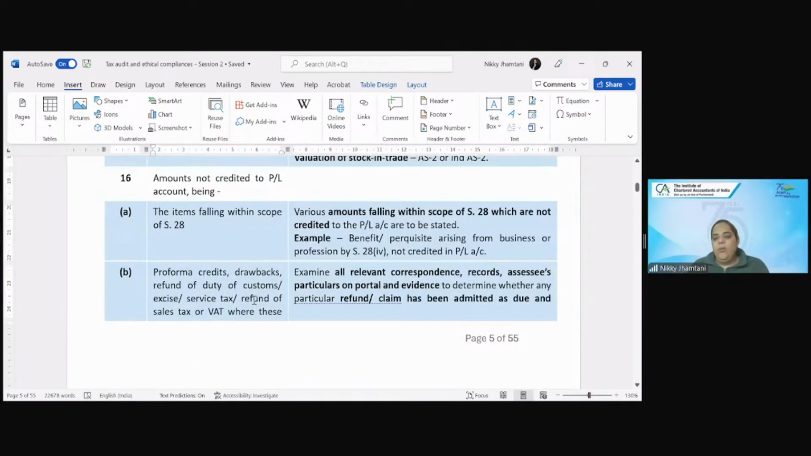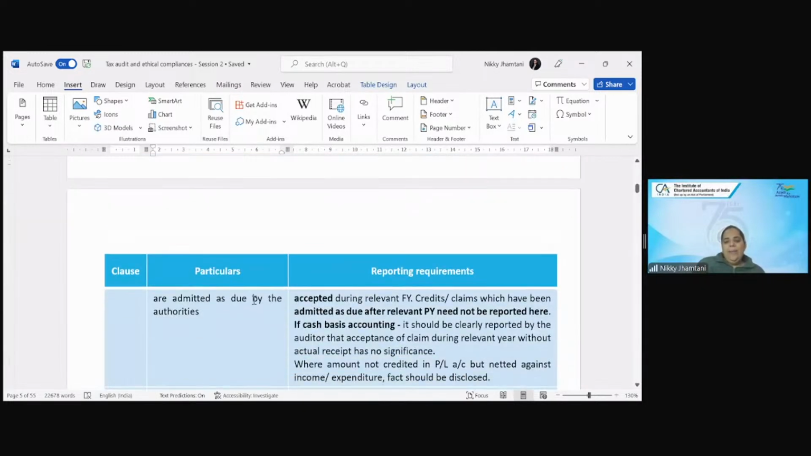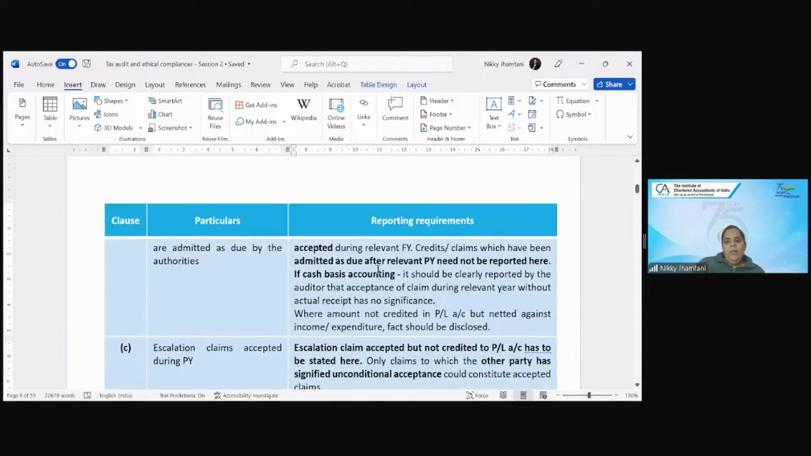Examine all the relevant correspondence, records, assessee's particulars on portal and evidence to determine whether any particular refund or claim has been admitted as due and accepted during the financial year. Credits or claims which have been admitted as due after the relevant previous year need not be reported here. If there is cash basis of accounting, it should be clearly reported by the auditor that acceptance of claim during the relevant year without actual receipt has no significance. Where an amount is not credited in the P&L account but netted against income or expenditure, the fact should be disclosed.